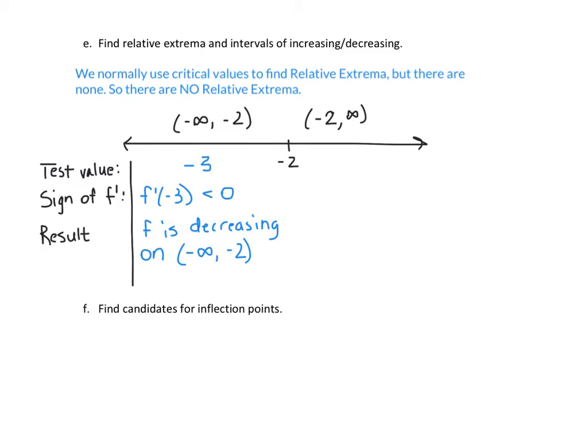Now let's choose a test point out of the second interval from negative 2 to infinity. For example, I could choose 0 as a test value. If we plug 0 into the first derivative, f prime of 0, we also get a negative value. So this tells us that f is decreasing on this interval as well. So we are decreasing on the interval negative 2 to infinity.